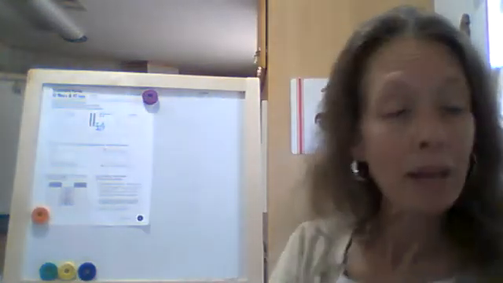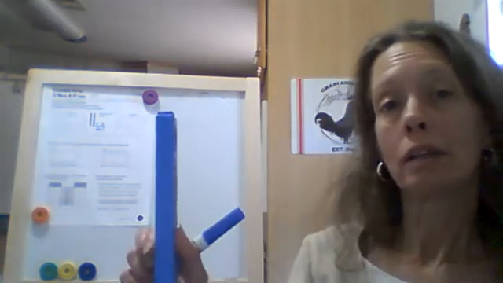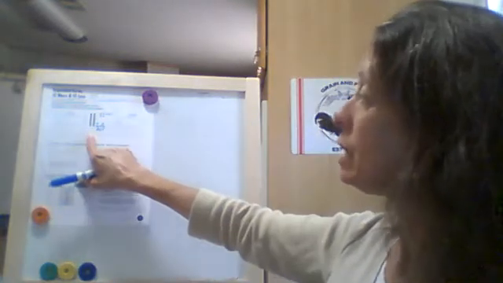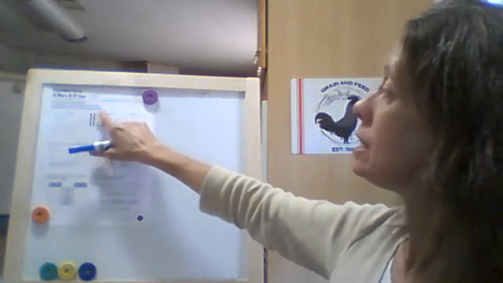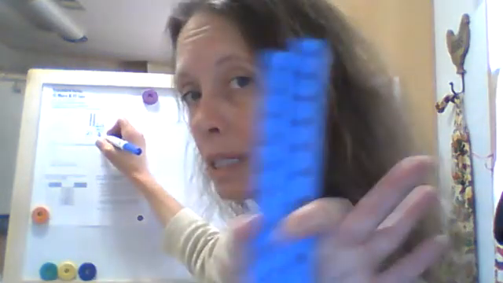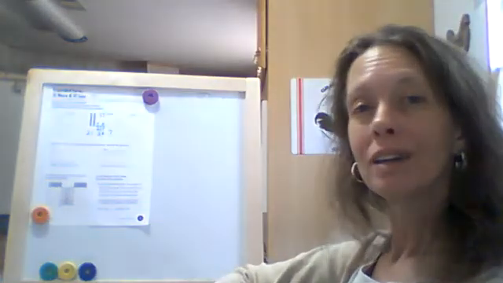2 sticks. How much does 2 sticks make? 10, 20. Okay, so that number is 20 plus this is 7. 27. Okay, and so I would write it like this. 27 equals 20 plus 7. Okay? Very good. Very good.